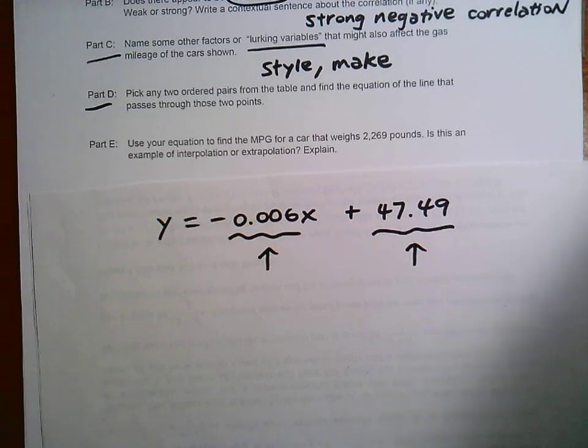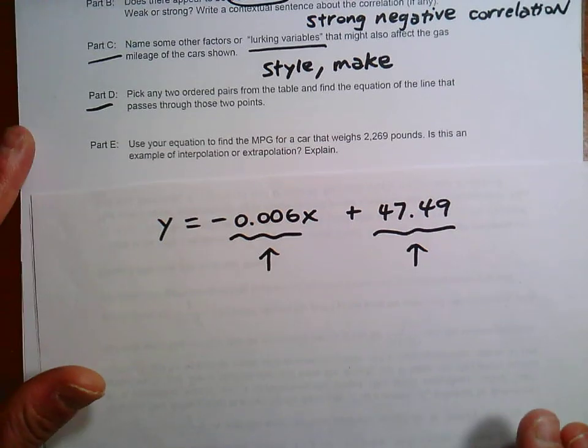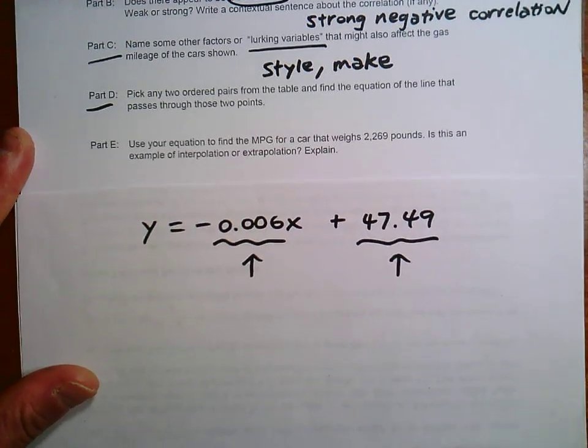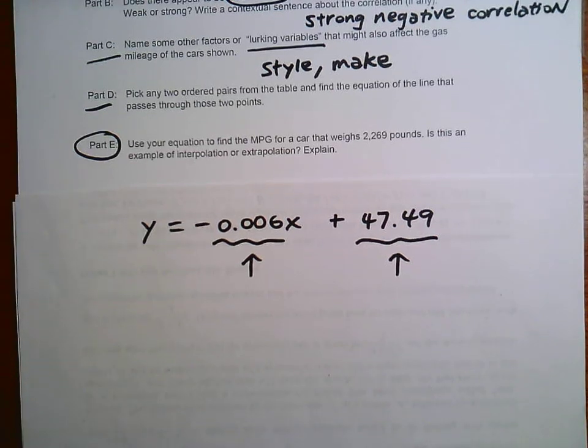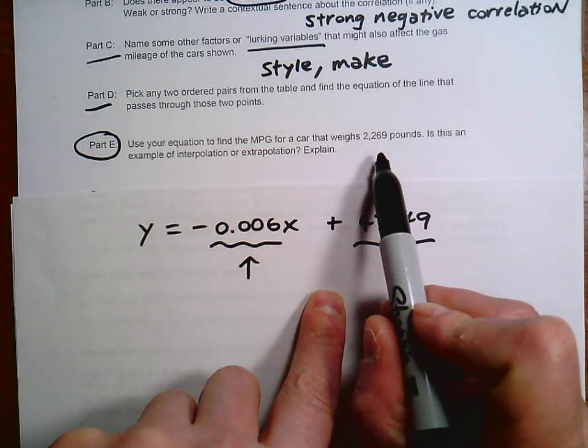All right, so hopefully that's good. Just a couple more parts here, and this one will basically be done. So let's do part E, right? Use the equation to find the miles per gallon for a car that weighs that much, right?